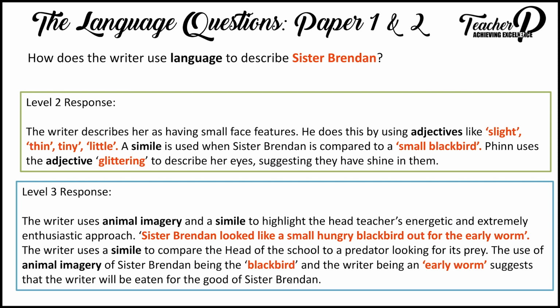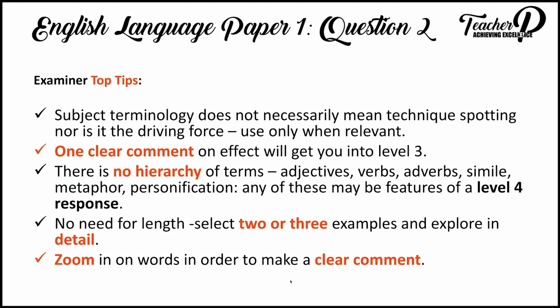So, the examiner top tips for these language questions are: you need to use subject terminology only where relevant, as technique spotting will not get you any marks. You need to explain why the writers use a particular technique and what the effect is on the reader. You only need to give one clear comment on the effect, which will get you into level 3. There is no hierarchy of terms, such as adjectives, verbs, adverbs, simile, metaphor, personification. Any of these features will get you into level 4.